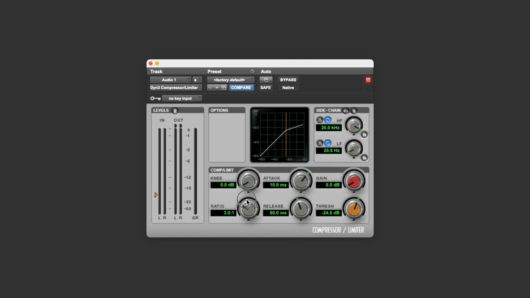If we had a ratio of 3:1, that means that the part of the signal that's got louder than the threshold is going to be turned down to 1/3 of its original level. So if the signal went 6 decibels above the threshold, it would actually only come out of the compressor 2 decibels louder than the threshold.